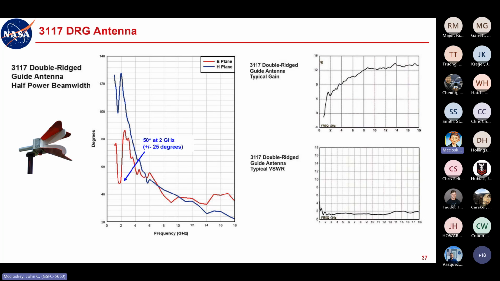Well, just looking at 2 gigahertz, at our S band range, the beam width is 50 degrees, so plus minus 25 degrees. But then it goes way down to 22 degrees at the upper end. I should have put 18 gigahertz here, but at the upper end, we're way down to 22 degrees. So you might think, well, okay, we've got to define all of our antenna positions based on that worst case beam width of 22 degrees. But wait, hold the phone on that.